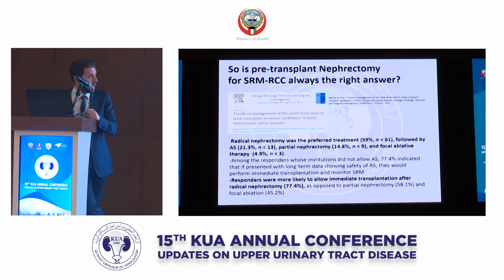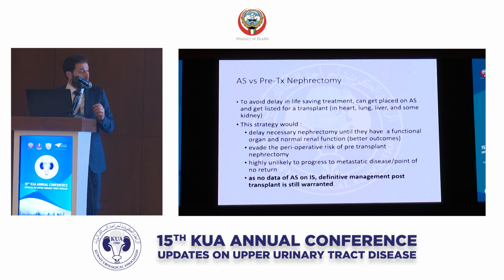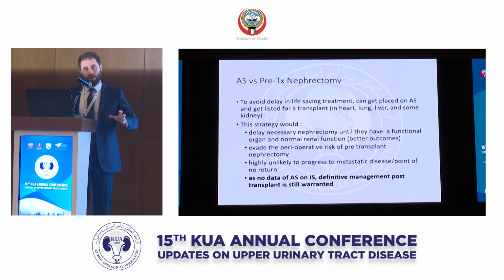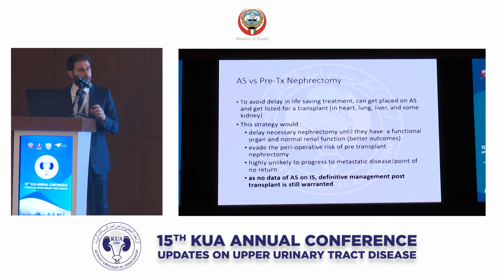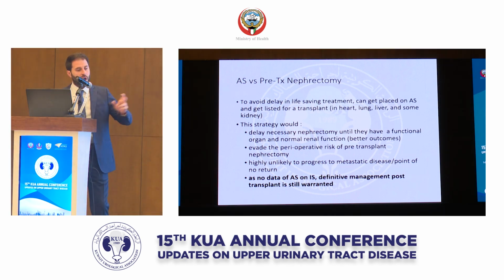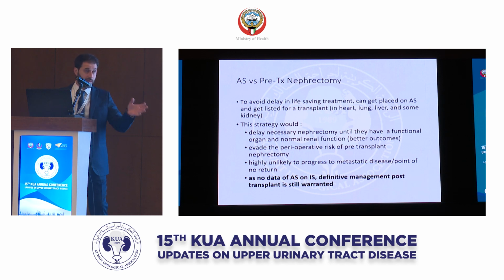there was still a good 20% of centers doing active surveillance for such patients. And when they surveyed these surgeons, the majority said that if they were presented with long-term data on active surveillance in these patients, they would actually survey these patients, get them transplanted, and then definitively manage the renal mass. So the take-home message here is that not everybody with a renal mass should have a pre-transplant nephrectomy, but after you transplant these patients, you have to definitively manage the renal mass because we don't have data on active surveillance in this patient population.